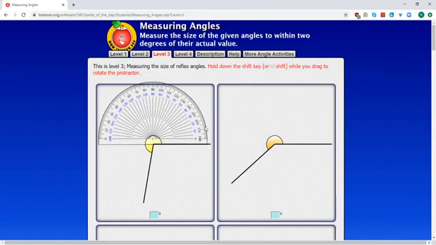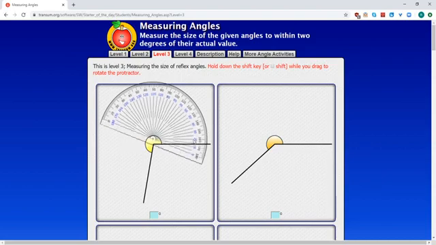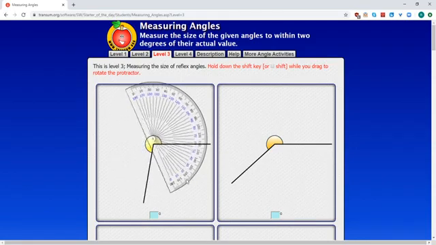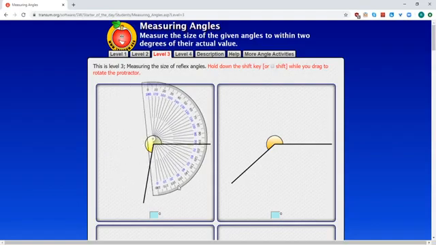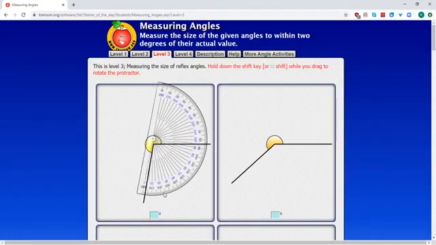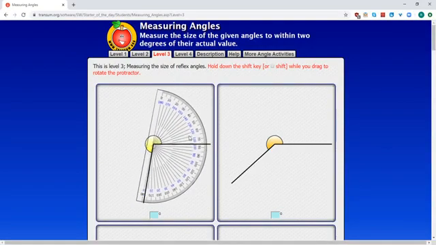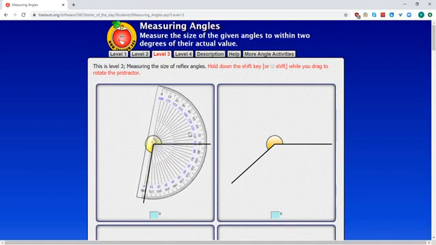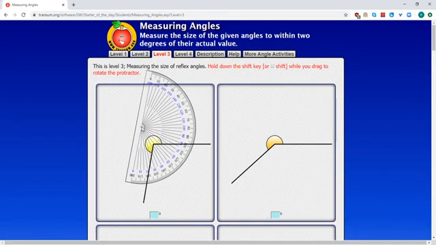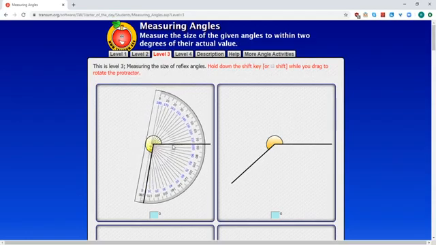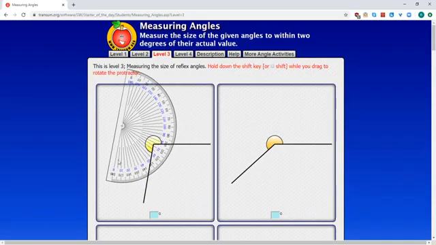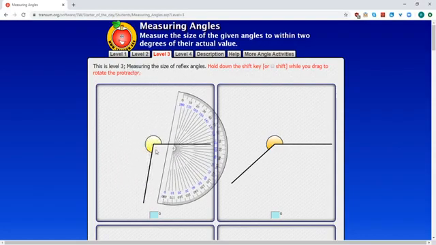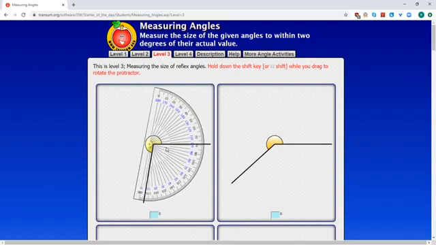So how you want to find an angle with the protractor is you want to spin it around, and you do that by holding the shift key. But if you were doing it with a real protractor and paper, obviously you would just move it properly. And basically you want to line up this little dot here on the vertex of the angle, and then line up this zero line here or this zero line here with one of these lines, with one of the line segments, okay?